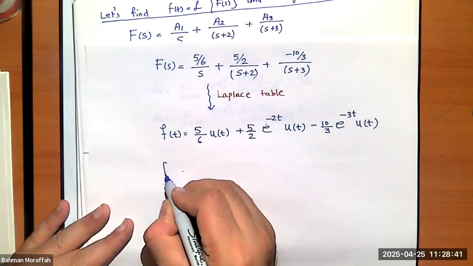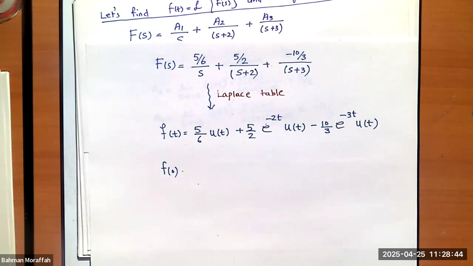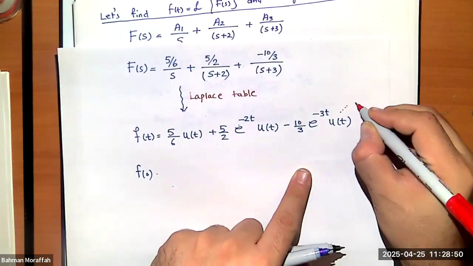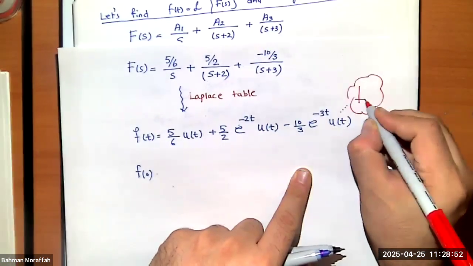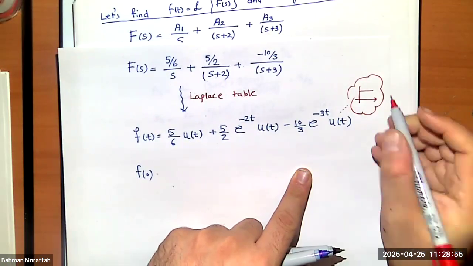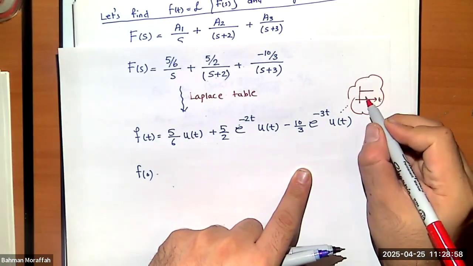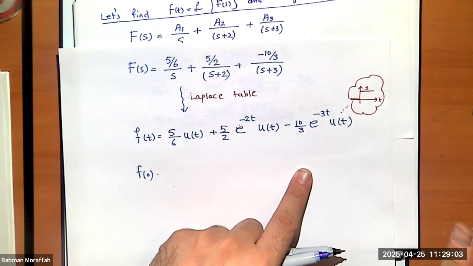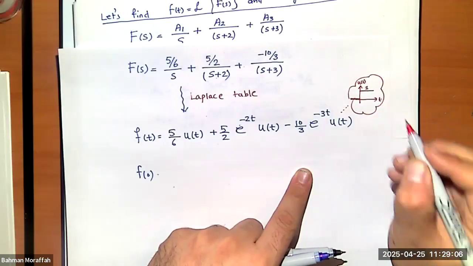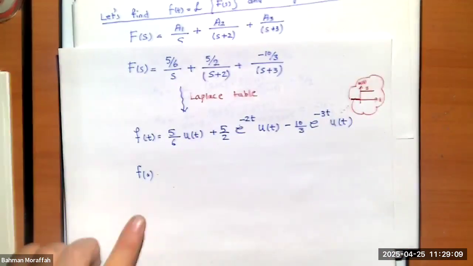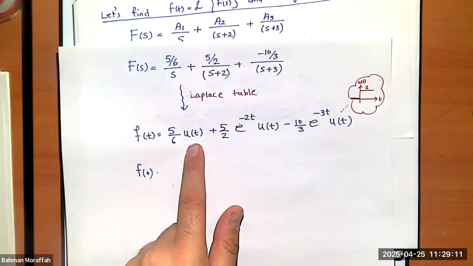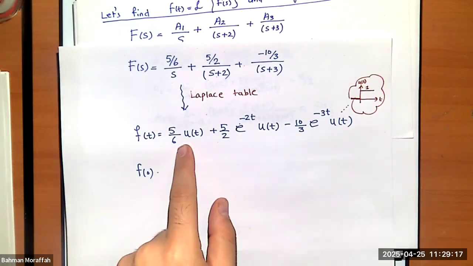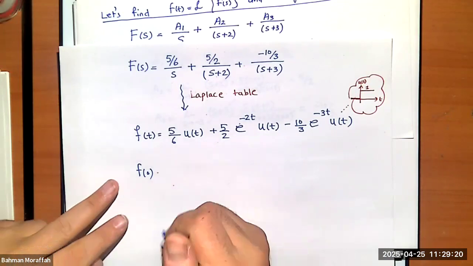What is f of 0 then? Well, remember, u of t is a function that looks like this. That is 1 for all times greater than 0, and that is 0 for all negative times. So this is u of t. When I'm computing f of 0, what is u of t? It's 1. So what is my first term? That's 5 over 6.